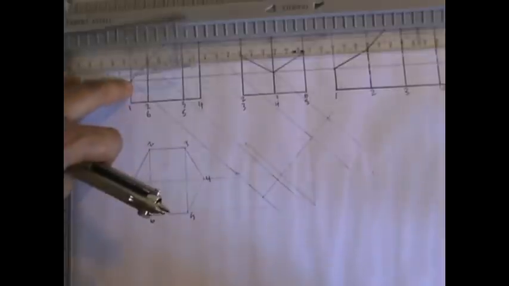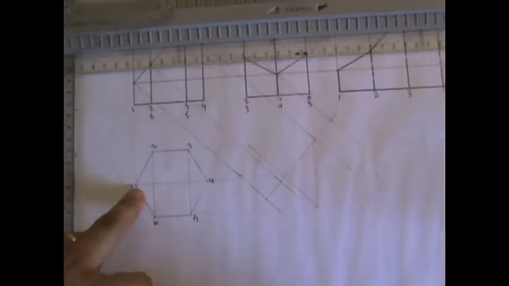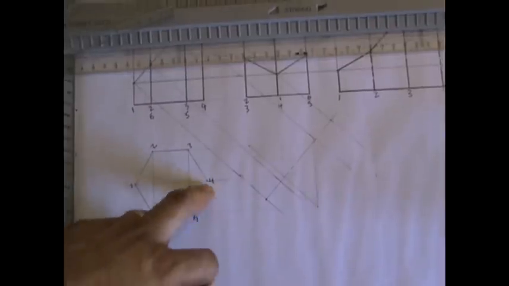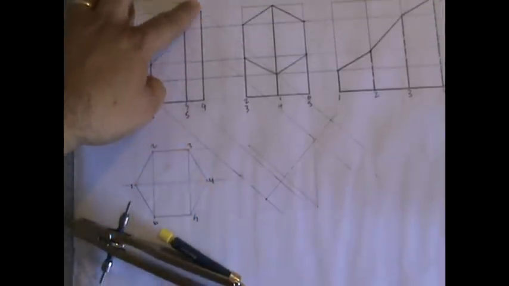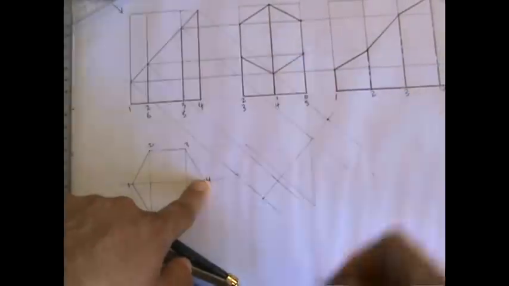Number 1 has been projected from this point here onto the center line. Now number 1 is exactly in the middle, so that's where number 1 would be. So is number 4. Number 4 is being projected from this point, it's exactly on the center line, so that's where number 4 would be.